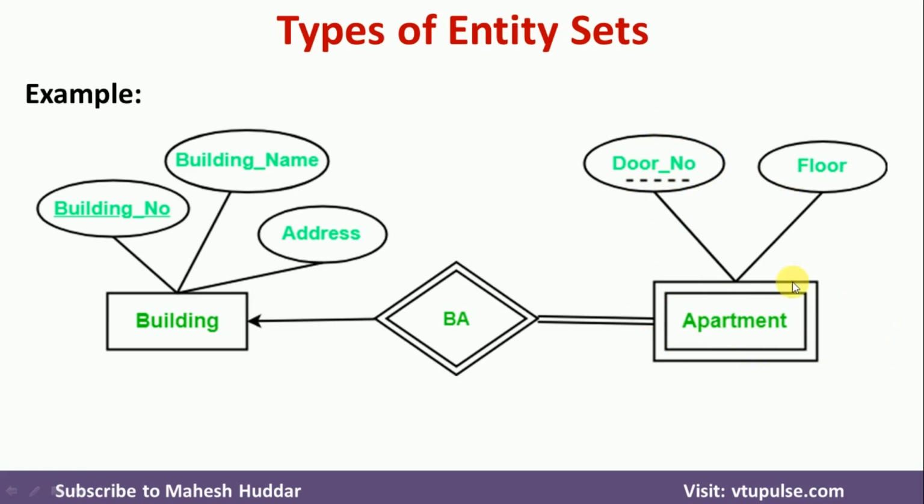Now, how do we identify the entities or the rows in this particular apartment uniquely? Using door number, it is not possible because it is not a primary key. So what we do here is combine the primary key of the other strong entity so that we can uniquely identify the rows of this particular apartment entity set in this case.